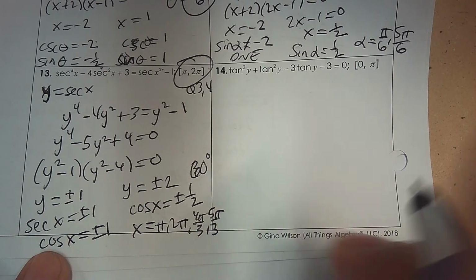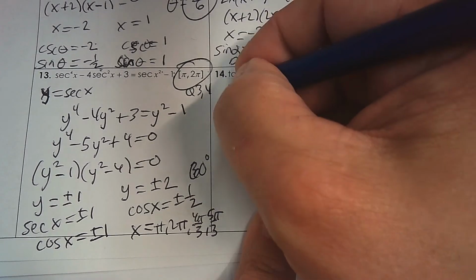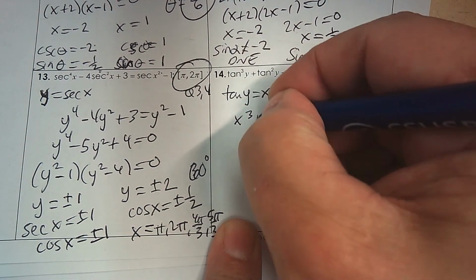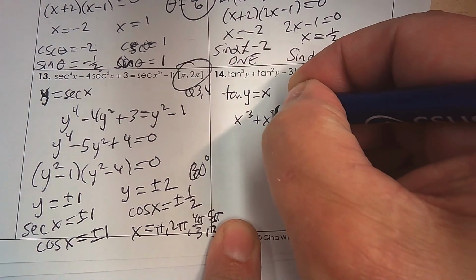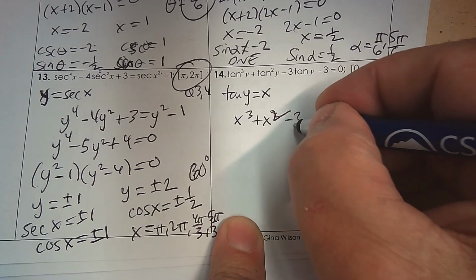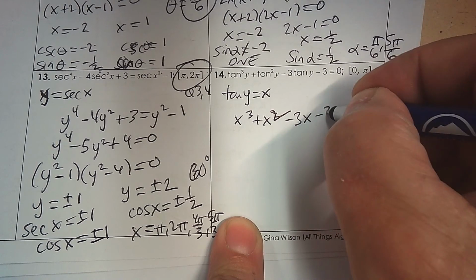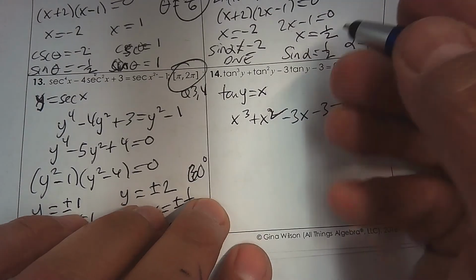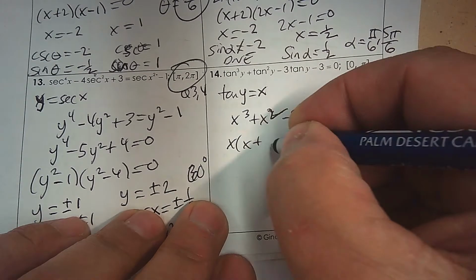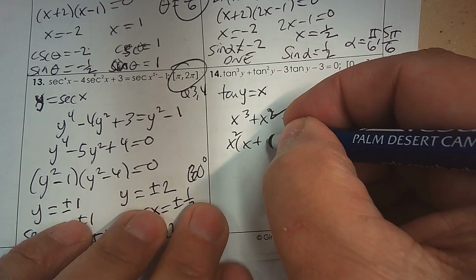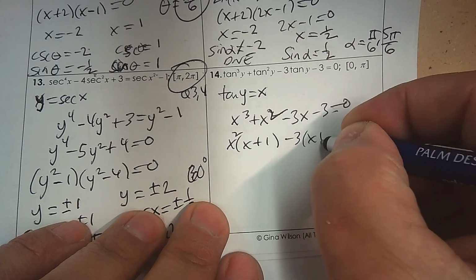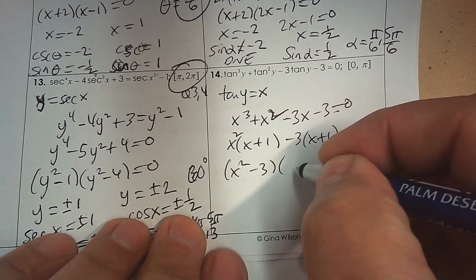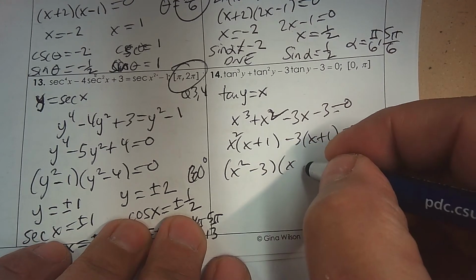Last one. So again, I'm going to let tangent y equal x to make it easier. So it's x cubed plus x squared minus 3x minus 3 equals 0. Then I'm going to factor by grouping. So I'm going to factor out an x squared, factor out a negative 3. So I have x squared minus 3. I have x plus 1.